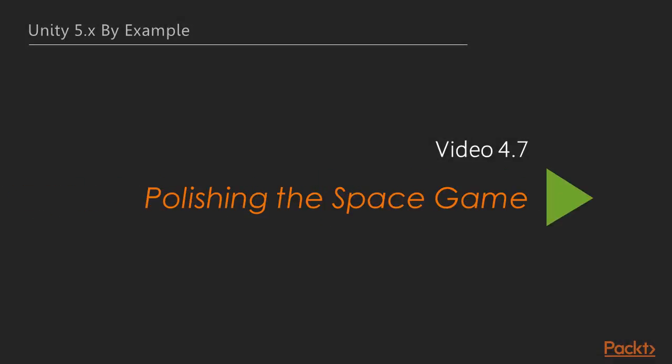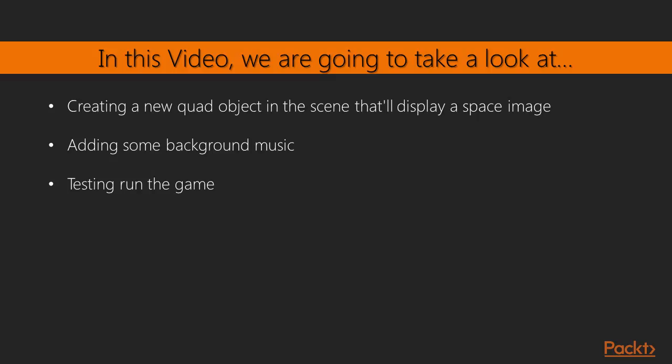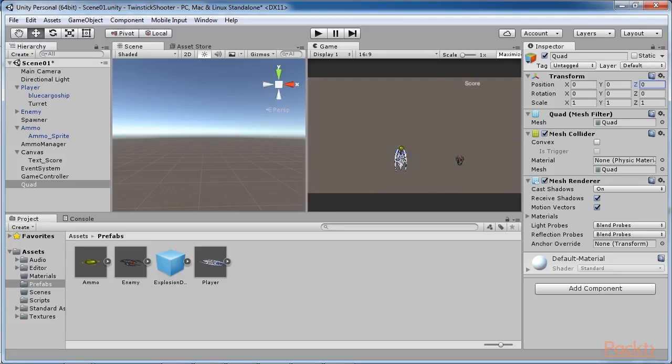Welcome to the next video of Section 4. In the previous video, we've learned how to work with scores. In this video, we'll add the final touches to the game. First on the agenda is to fix the game background.